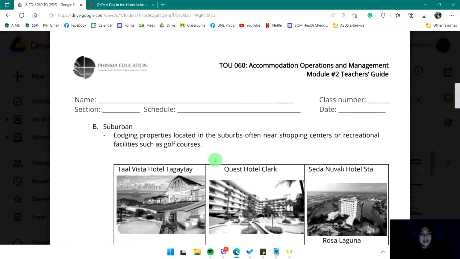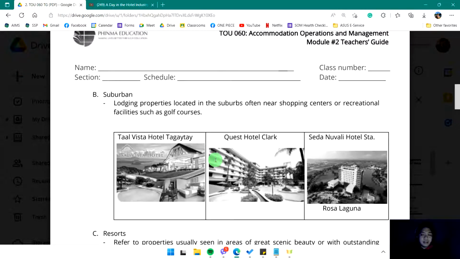And then next we have here the suburban hotels. Usually can be found near shopping centers and recreational facilities. Why? Suburban resorts usually talaga ang market nila or audience nila ay yung mga traveling for leisure or traveling for recreation, just for fun. Kaya doon mo sila usually makikita sa mga areas na maraming activities na pwedeng gawin or very active yung lifestyle around the area.